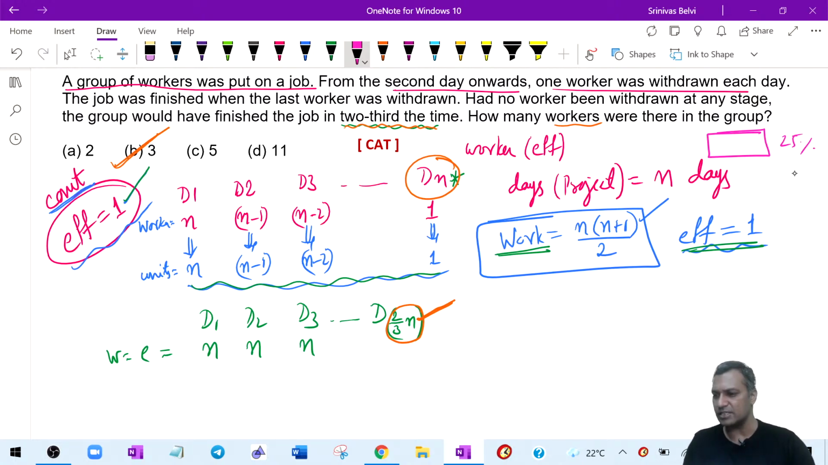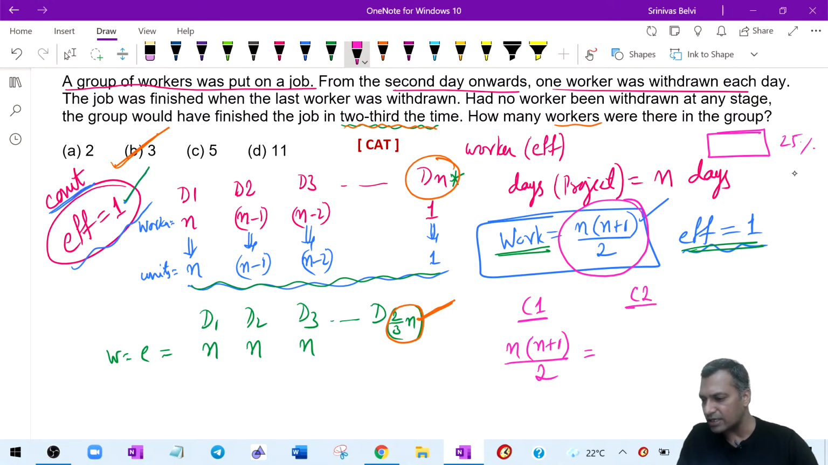Fair enough. I would have done this here. Work is equal to, this is case 1. According to case 1, I'm equating work to work. In case 1, the work is n into n plus 1 divided by 2. What about case 2? What is the work? Efficiency, work per day. What is the work per day? N units per day. How many days? This one, 2 by 3n. This is the work. This is the time.